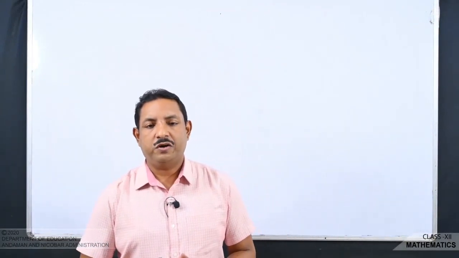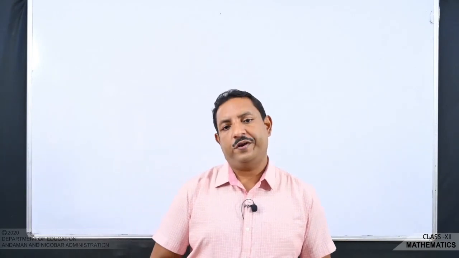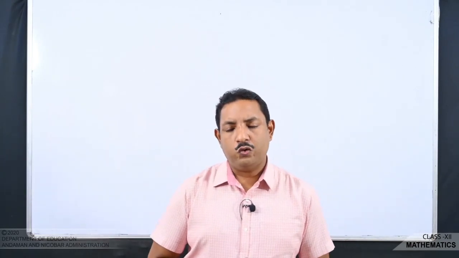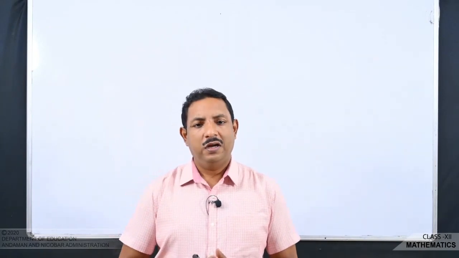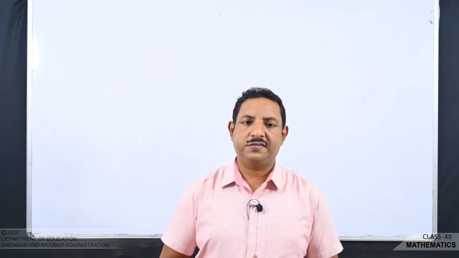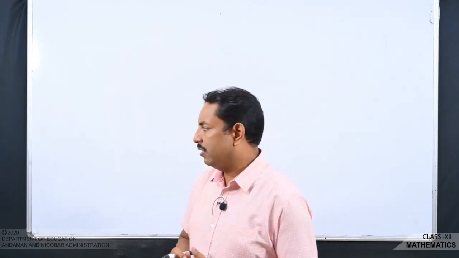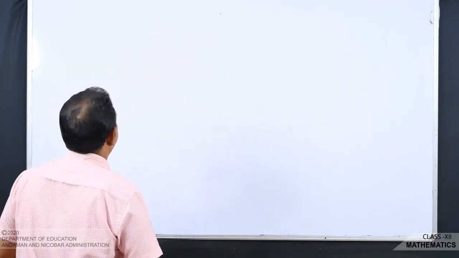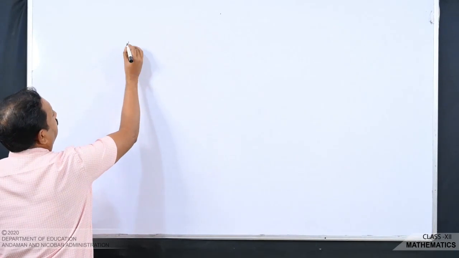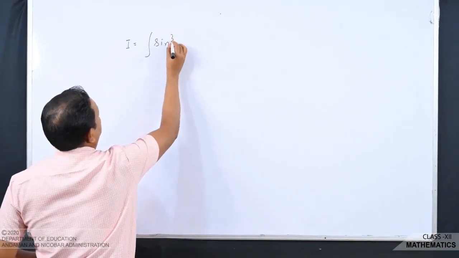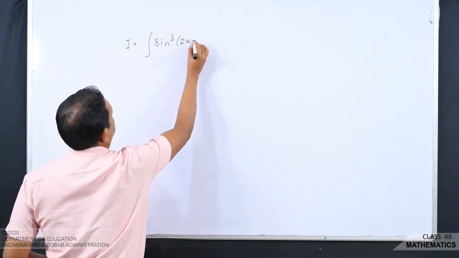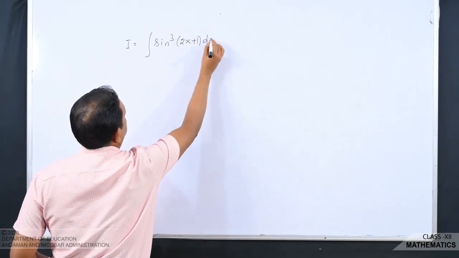Let's start integration by trigonometry. How to use trigonometry to integrate some function? Let us start with some examples. Suppose we have the integration in this form, I equal to integration of sine cube (2x plus 1) dx.